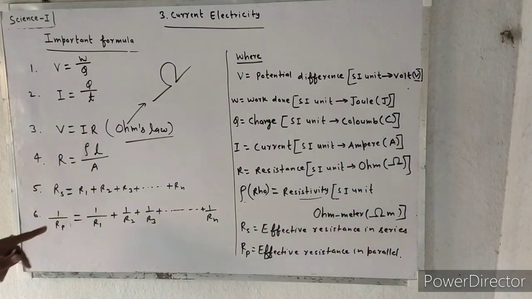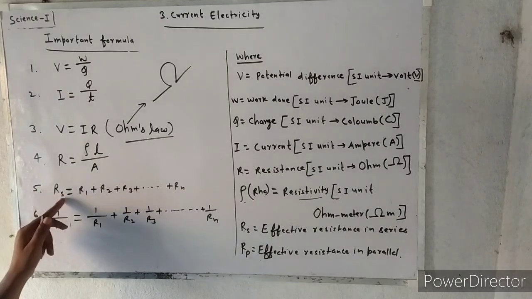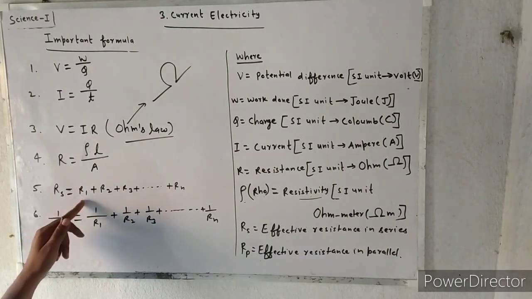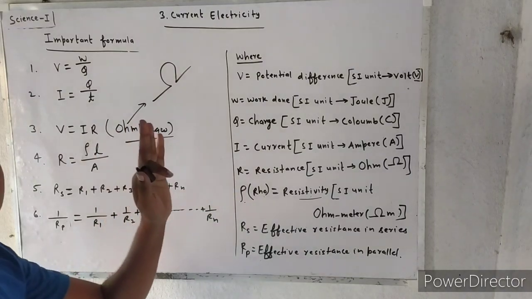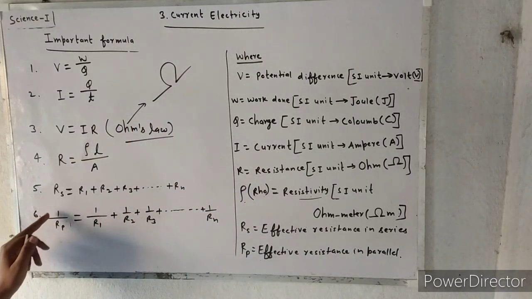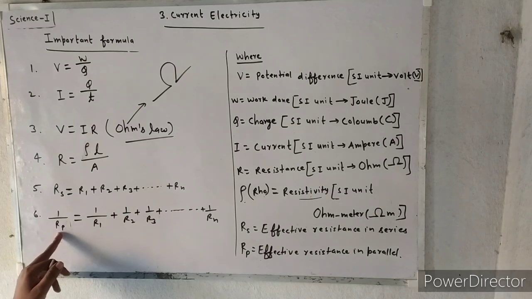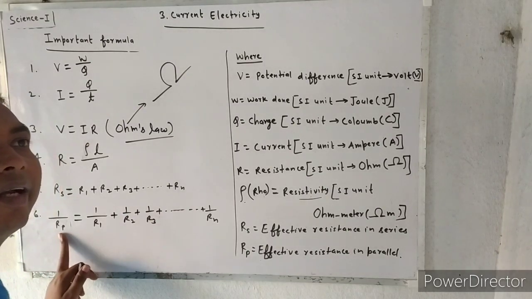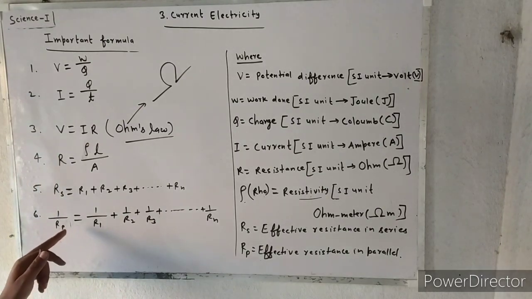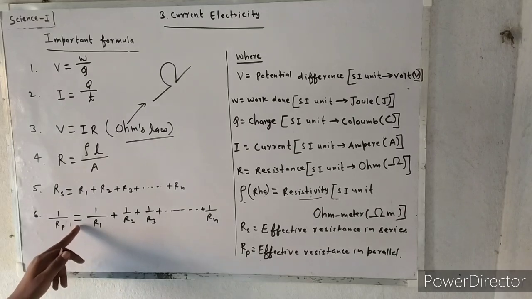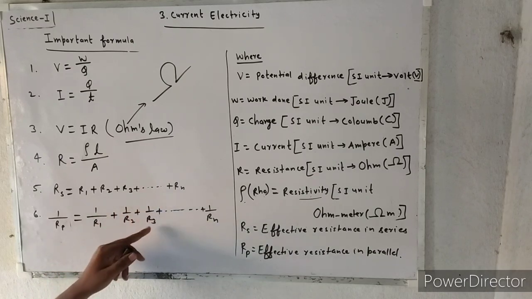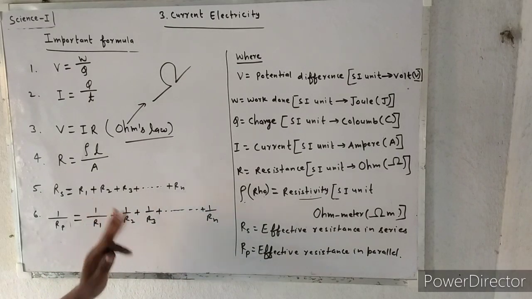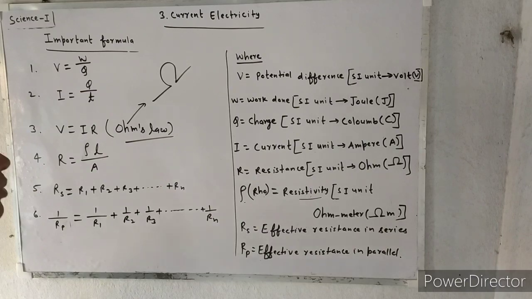Rs means resistors connected in series. Rs is equal to R1 plus R2 plus R3 plus dot dot plus Rn. 1 upon Rp, where Rp means resistors connected in parallel. In that case you have to use 1 upon Rp is equal to 1 upon R1 plus 1 upon R2 plus 1 upon R3 plus dot dot 1 upon Rn. So these all are the important formulas.